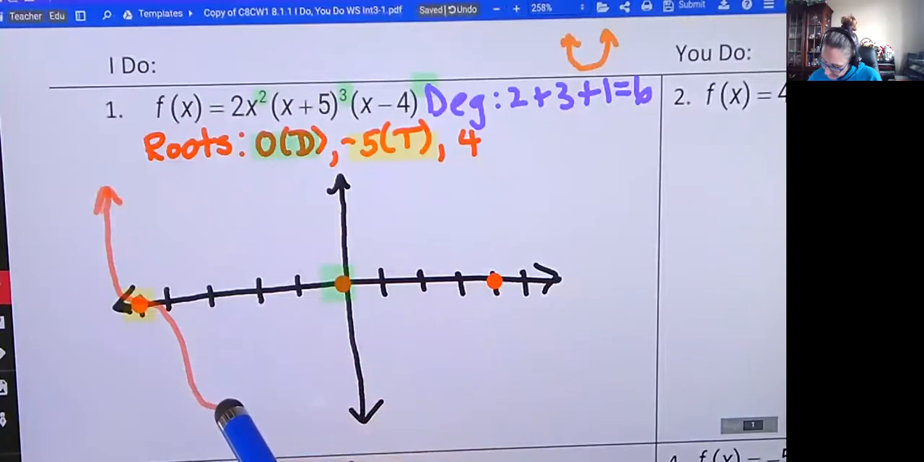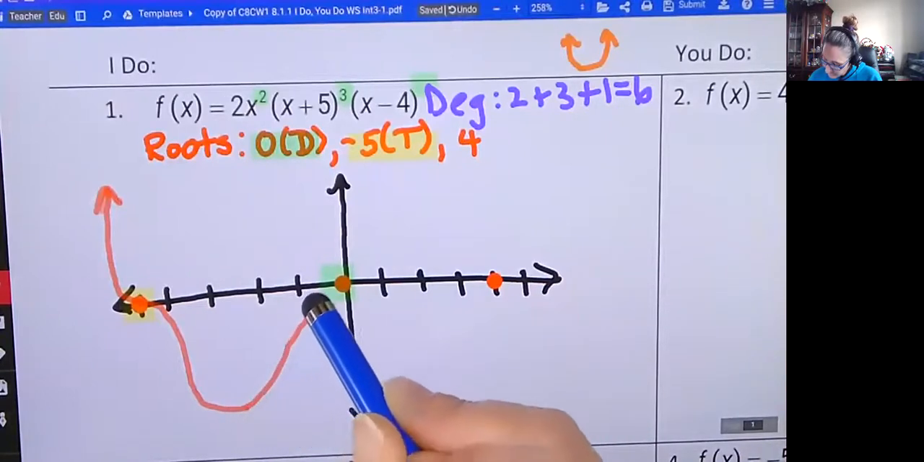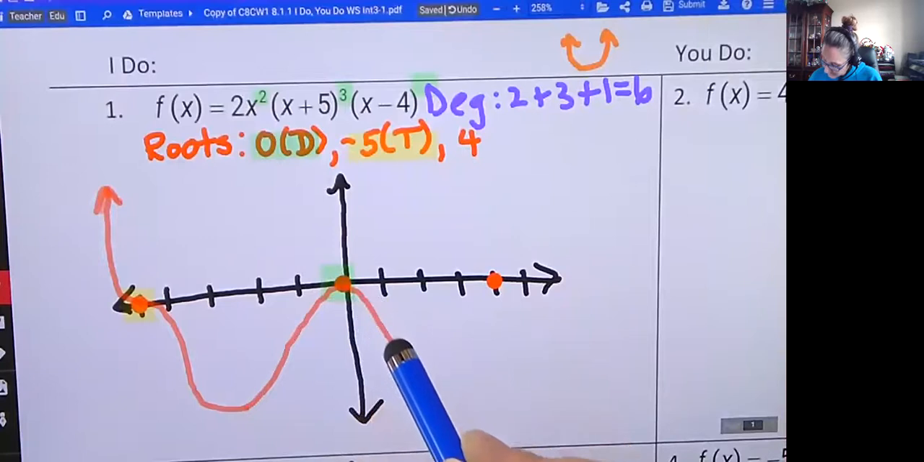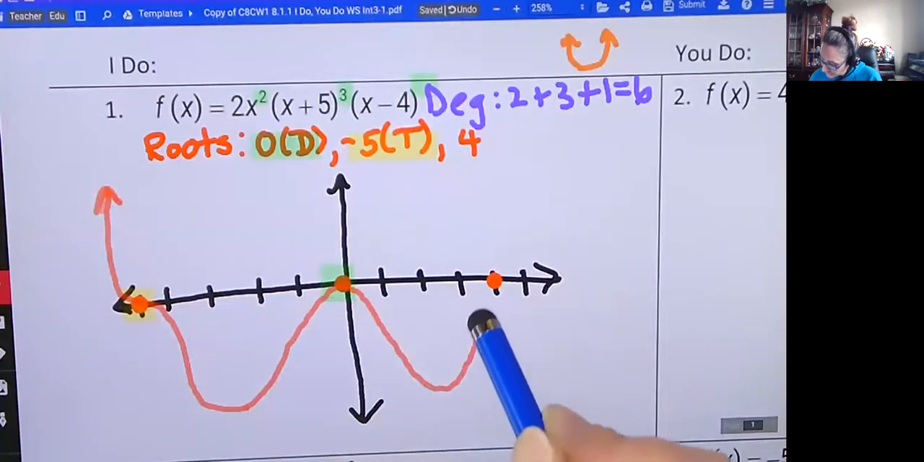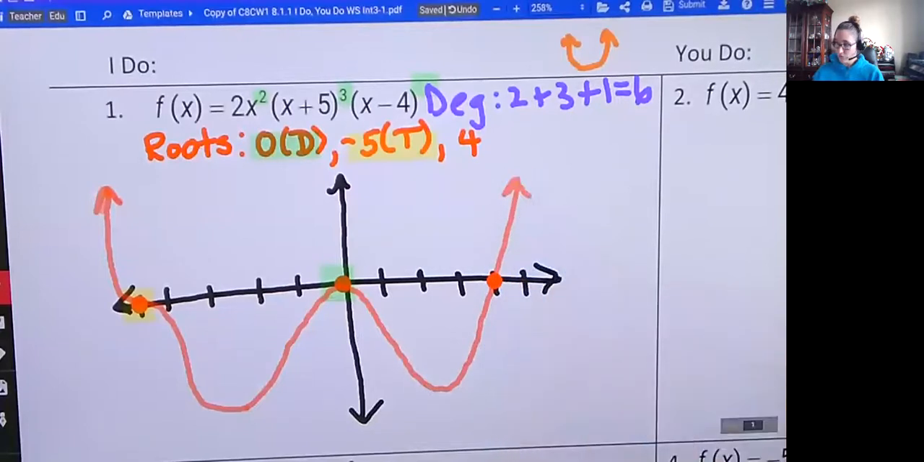And then it's going to come, and I don't care how low down it goes, it's going to come and go through this one. Now this is a double, so a double needs to bounce back like a parabola from whatever direction it's coming from. And then this is a single, it's going to go through. And that's your graph.